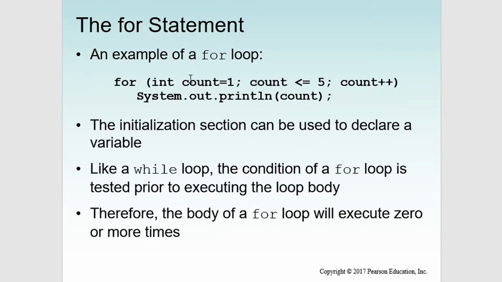So here's the for loop. They're declaring a variable count and setting it equal to 1. They're saying while count is less than or equal to 5, count plus plus, and they're going to print out the statement. The statement is going to get printed out 5 times. The initialization section can be used to declare a variable.